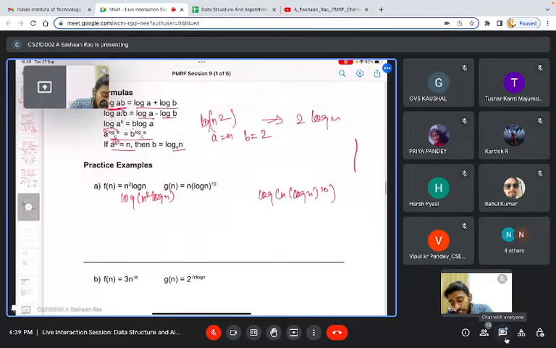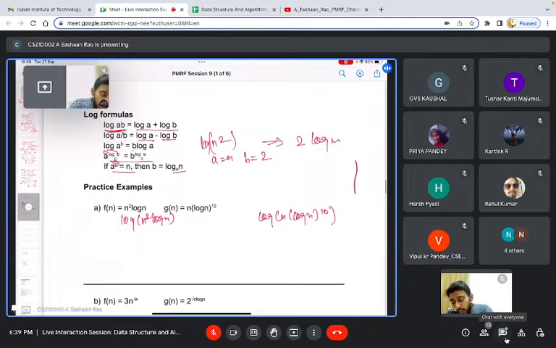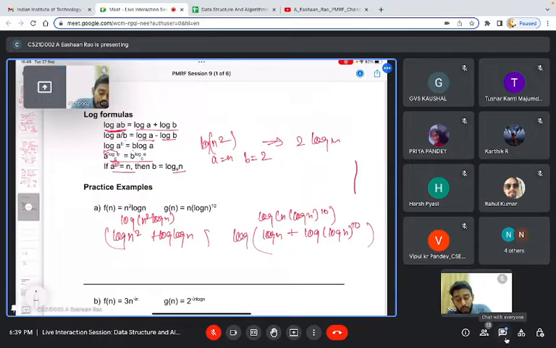So if we go by the first formula, log ab, we can divide it as log n square plus log log n. Here also same, log n plus log n raised to 10. Okay, and then if you try to solve it again, if this is one and this is another, if you want, you can apply another log in this.